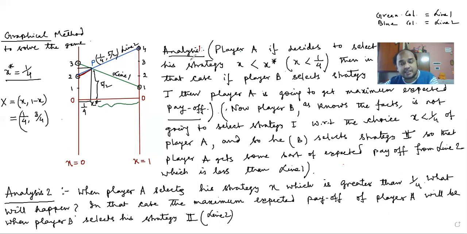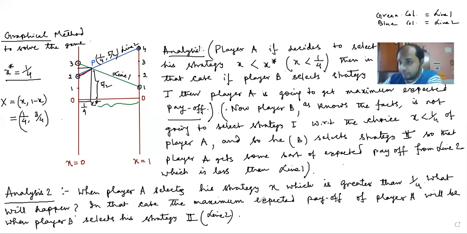But in the previous analysis, this was not the case. If player B sticks to strategy 2, but player A remains below x star, that is below 1/4, then player A is going to get lower expected payoff. But if player A decides to choose something greater than 1/4 and player B doesn't analyze the situation and remains in line 2, then again player A is going to get the maximum expected payoff.